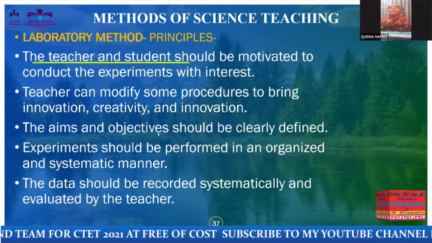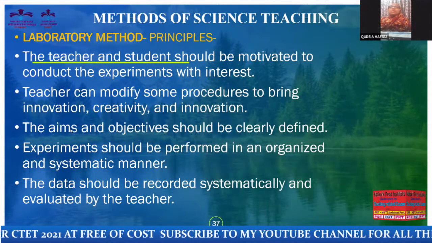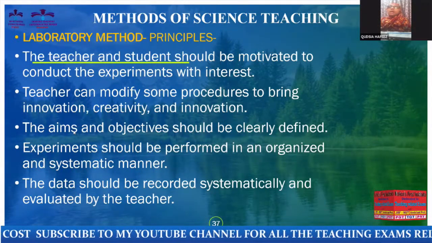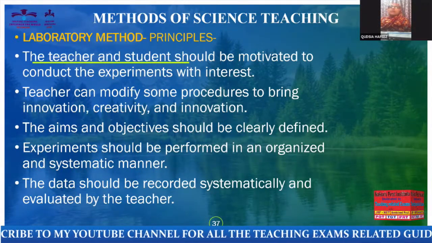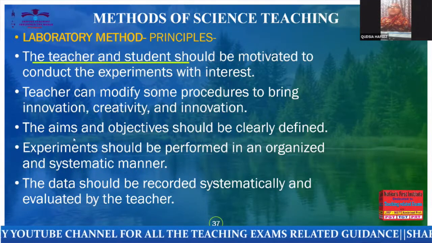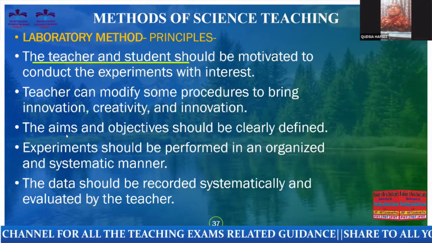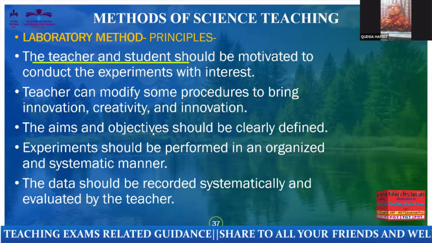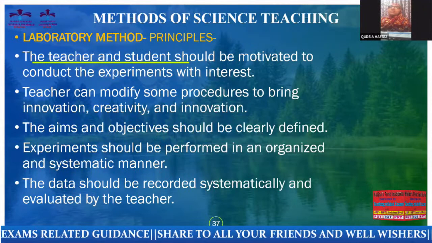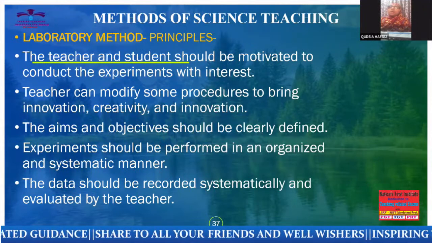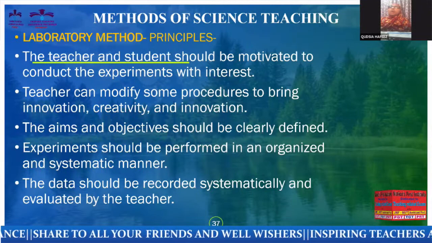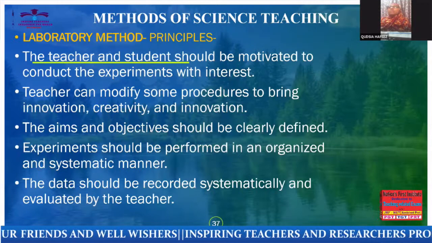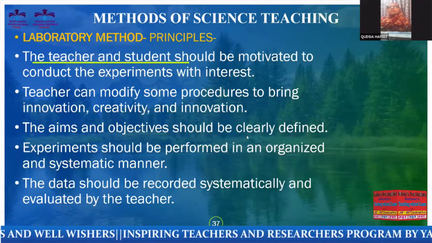The aims and objectives should be clearly defined. Whatever the concept the teacher and the children are doing the experiments on, it should be clearly defined. What is my aim after I perform this experiment, what is getting achieved, what concepts are understood, what are we verifying, whether we are verifying a concept or a phenomenon upon that particular law or generalization. So this is the objective. How we are able to achieve our objectives has to be clearly defined.